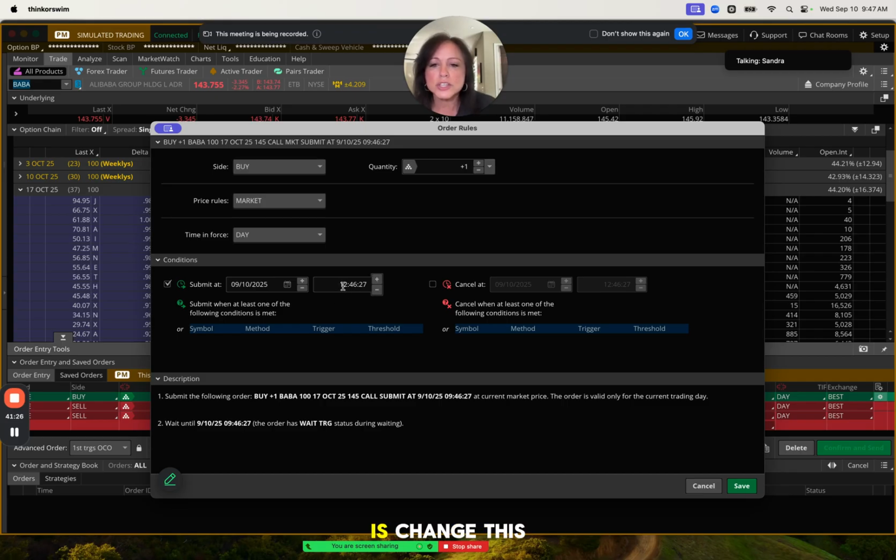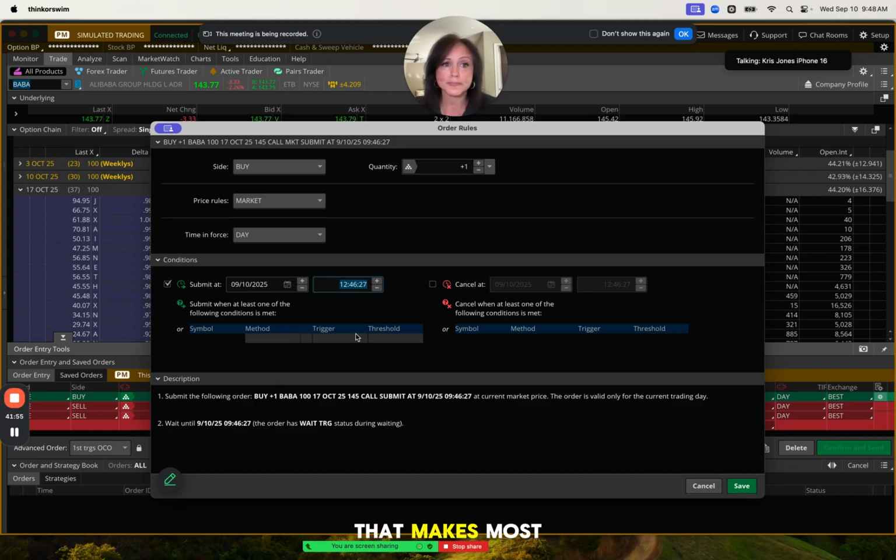What you could do then is change this time. You can see that it says 9:46 here. You could change it to 10 or 15 minutes after the market open. While you're sleeping, this is going to put in a market order to buy that call right at that specific time and date, so you don't have a breach of any threshold price. Does that make more sense?